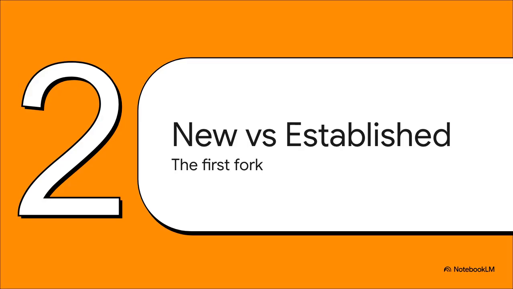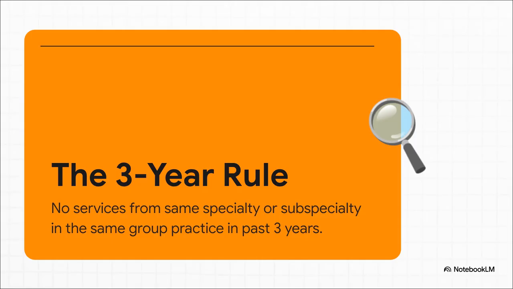Section 2. New versus established patients. And this brings us to the famous 3-year rule. A new patient is someone who has not received any professional services from a physician of the exact same specialty and subspecialty in the same group practice within the past 3 years. Listen closely to this part, because here's a classic CPC exam trap. If a patient sees a partner in the same group practice who has the exact same specialty at, say, year 2, well, they are established. Always double-check the specialty and the group before you code.